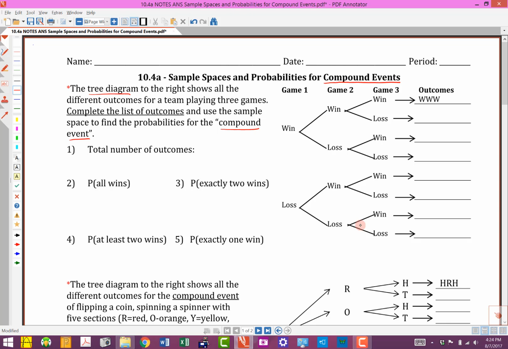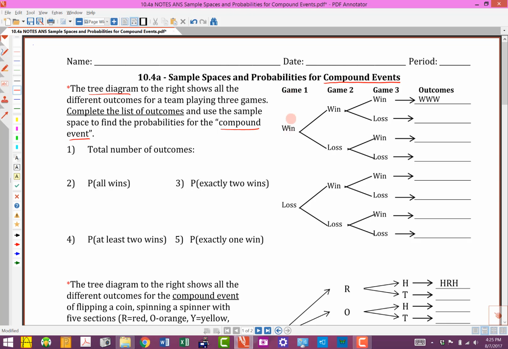You can kind of see why we call these compound events, because they're playing a game, winning or losing, playing another game, winning or losing, and then playing a third game and winning or losing. So that's more complex than just a plain old simple event, like flipping a coin, rolling a die, pulling a marble out of a hat, or something like that. So this compound event is kind of made up of 3 simple events put together, if you wanted to think of it that way. So here's our tree diagram.